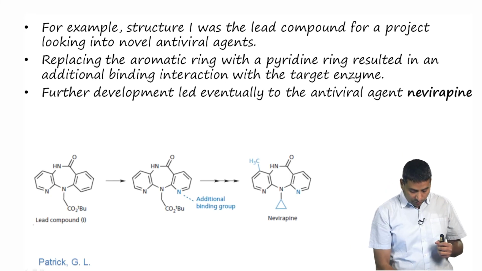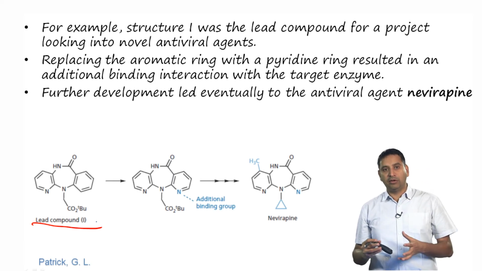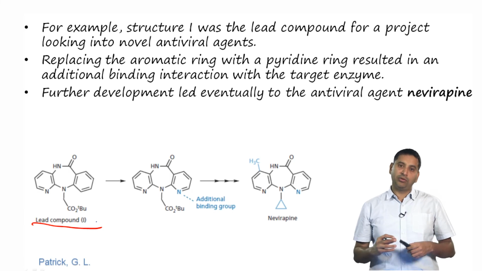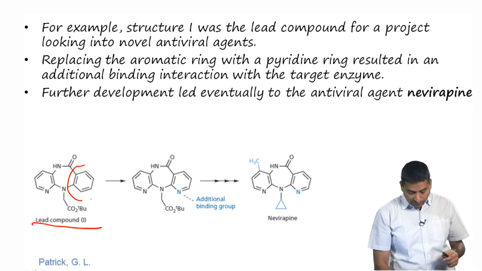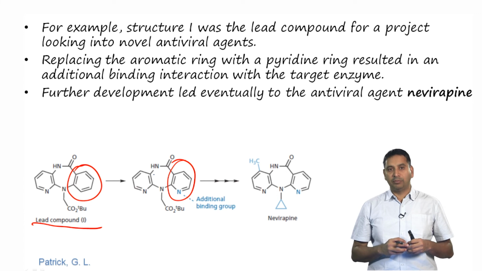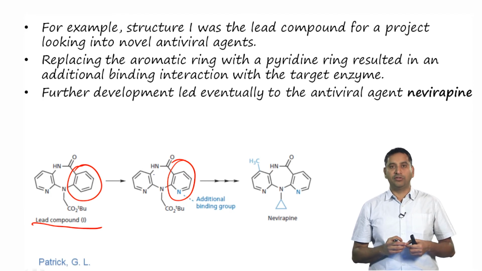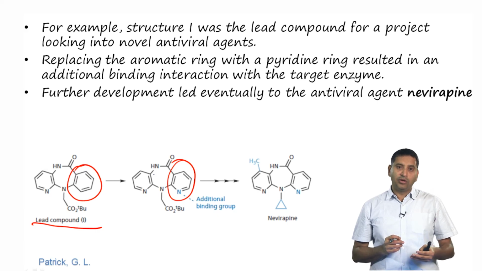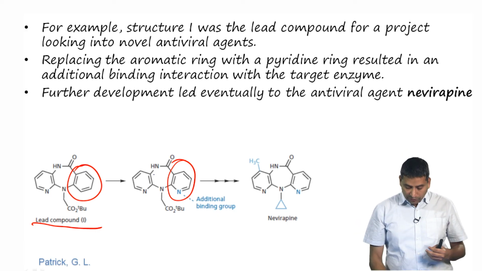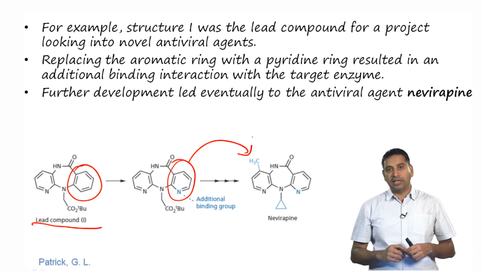So structure 1 was found to be the lead compound. It's a tricyclic molecule with one pyridine ring and one benzene ring which are connected by a heterocyclic ring. Here what was suggested was that we convert this benzene ring to a pyridine ring. The advantage of having a pyridine ring is that it can have an additional binding group, because that pyridine ring has a lone pair which can interact through hydrogen bonding perhaps. So this molecule was now the new lead compound, and using this molecule the researchers ended up with nevirapine, which is an antiviral agent.